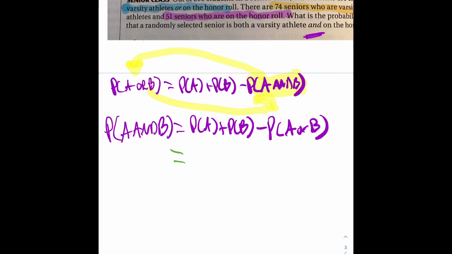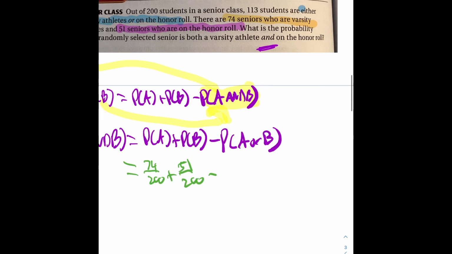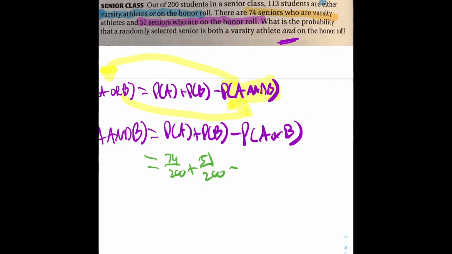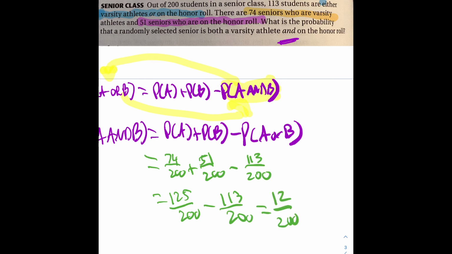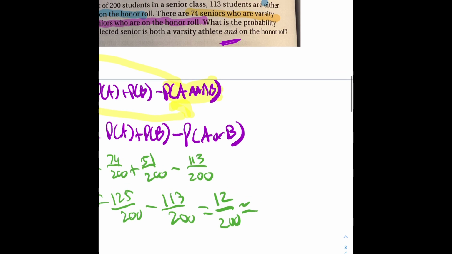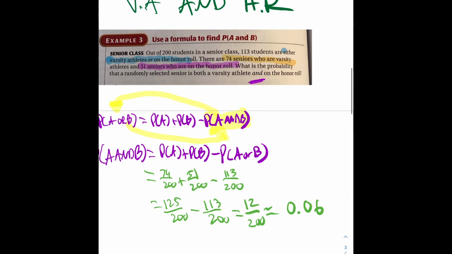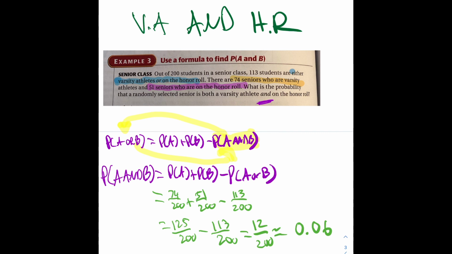So if I look at it, the probability of A is 74 out of 200, the probability of B is 51 out of 200, and the probability of A or B was 113 over 200. 74 plus 51 gave us 125, which once we simplify this gives us 12 over 200, which is approximately 0.06. So there's a 6% chance that if you randomly selected a student, they would be a varsity athlete and on the honor roll.